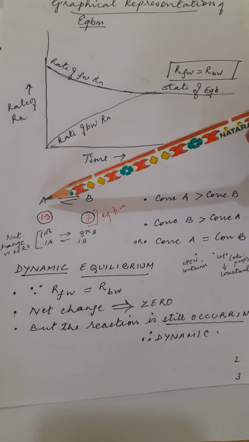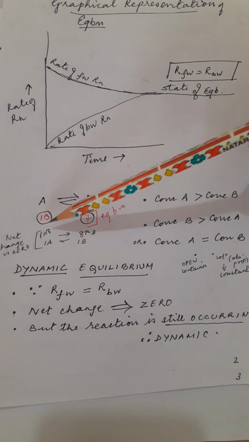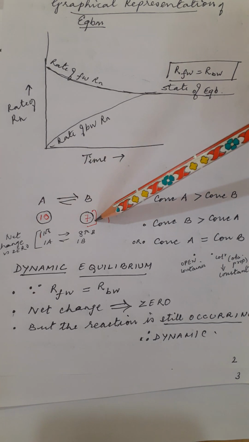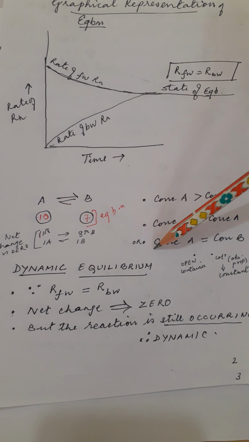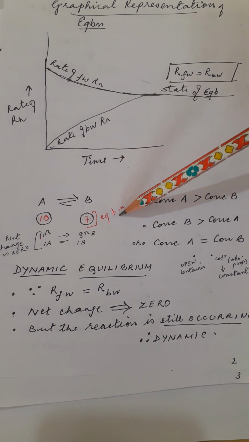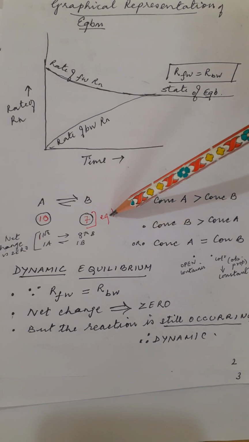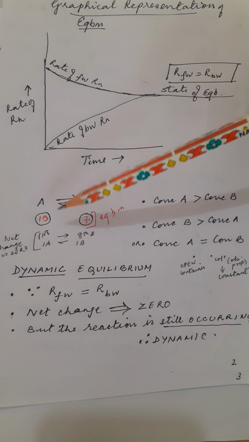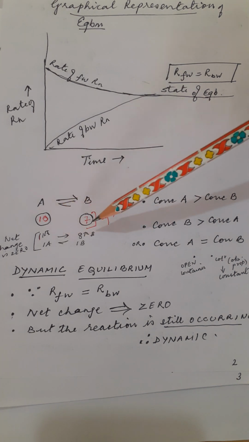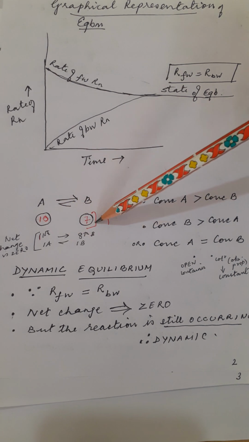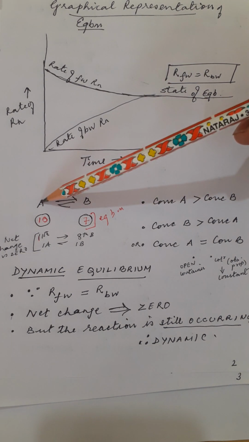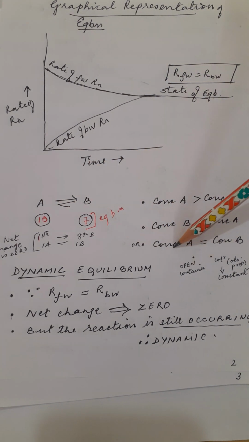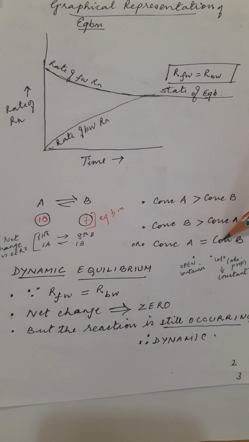Now, just to understand that the concentrations are constant and not essentially equal, you may observe three cases at the point of equilibrium for a given reaction. The first may be, as I have depicted, that the concentration of A could be more than B, or the concentration of B could be greater than A, or it could be that the concentration of A is equal to B.